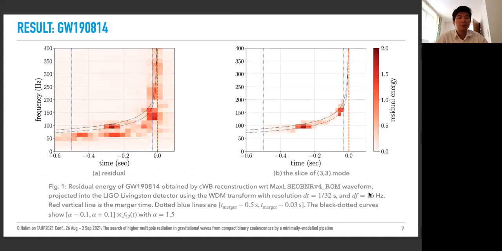And here is the result of GW190814. Here we show the residual in terms of time frequency analysis projected into the LIGO Livingston detector. And we put the track of the 3-3 mode, which is the black dotted line here. And then the red vertical line is basically the merger time, and meanwhile the blue vertical lines are the limits for T-merger minus 0.5 second and T-merger minus 0.03 second. That is the data that we are analyzing. And then we put the slice of the 3-3 mode in this case on the right figure.